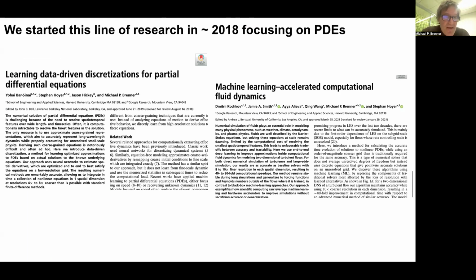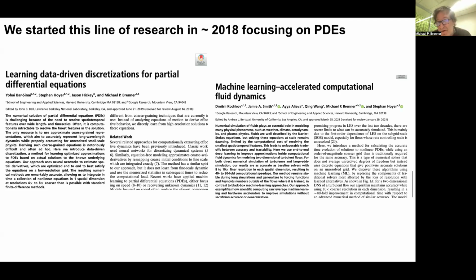The first paper that I wrote on it was with a postdoc named Yohai Bar-Sinai, who's right now a professor in Israel. At the time we didn't really realize what I just said, but our idea was that you could take machine learning, take PDEs and discretizations of PDEs, and code them. At the time we were using TensorFlow, a machine learning language. Our thought was that what one would like to do is solve the equations at lower resolution, of course, while maintaining accuracy.